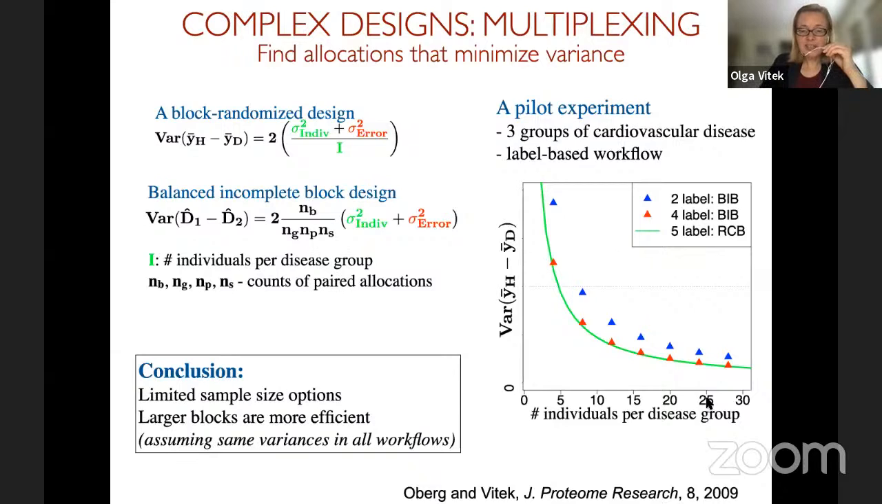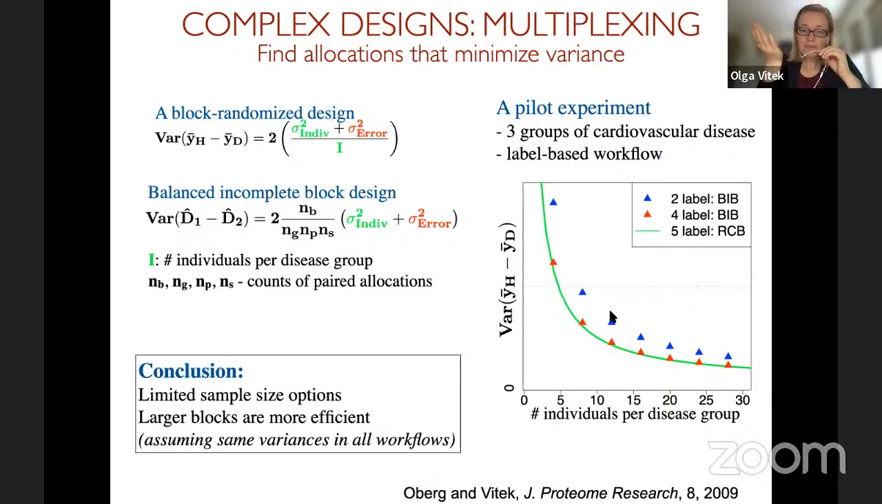And so you can actually do the same type of sample size calculation here. This is what happens if you have a complete design, so enough labels. And these are the designs with 4 labels versus 2 labels. So we see that 4 labels is more efficient. It will minimize the noise as compared to 2 labels.